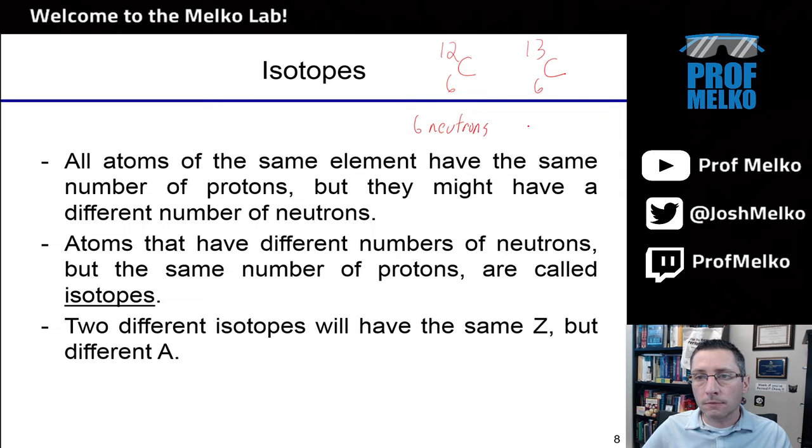On the right, I have 7 neutrons. They're still both atoms of carbon because they both have 6 protons. That's what makes them carbon. But the one on the right has 1 extra neutron. So these atoms that have different numbers of neutrons but the same number of protons, we call these isotopes. So these are isotopes of carbon. You may have heard of carbon-13, used for carbon dating. That is an isotope of carbon. So these two different isotopes will always have the same atomic number of protons, but different mass numbers because their neutrons are different.